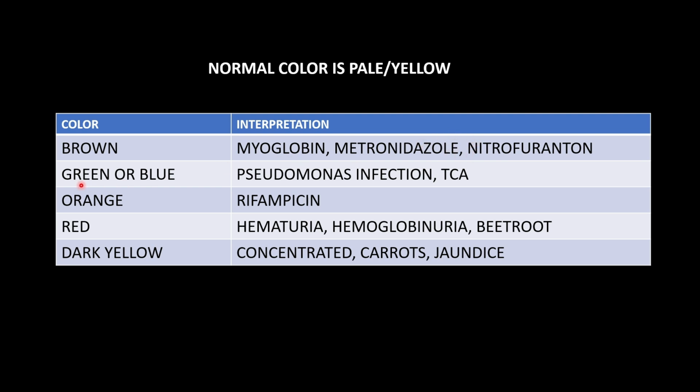On the other hand, if the urine test shows green or blue color, it could be pseudomonas infection, or it could be tricyclic antidepressant medication, which are antidepressant medication. If the urine test shows color of orange, it could be rifampicin use, which is an antitubercular drug.